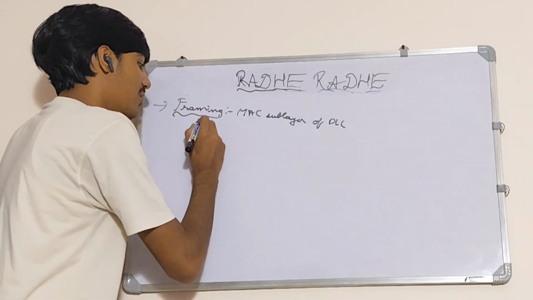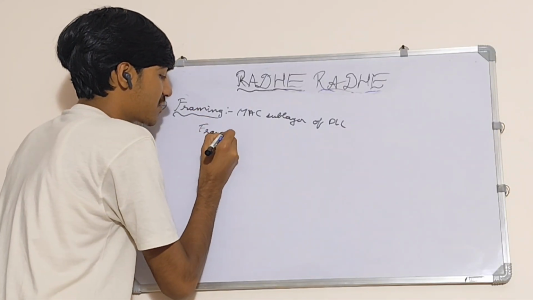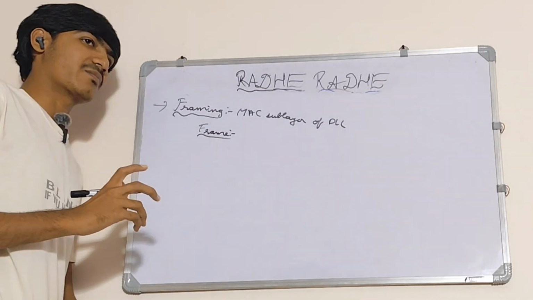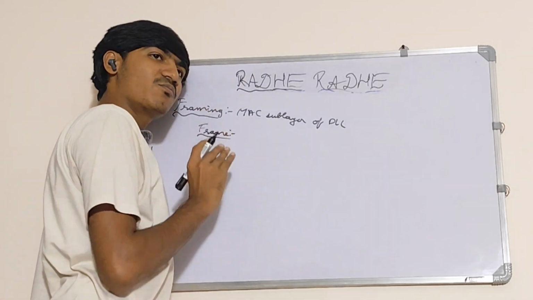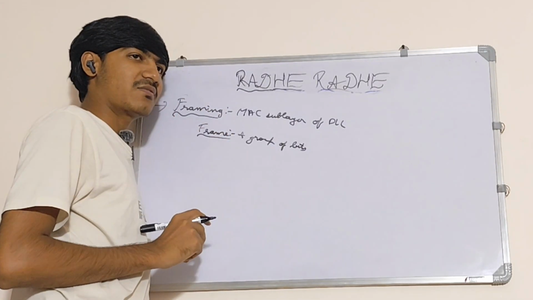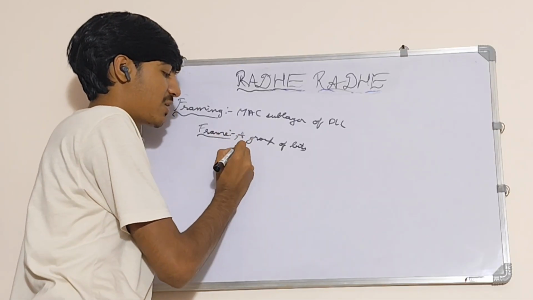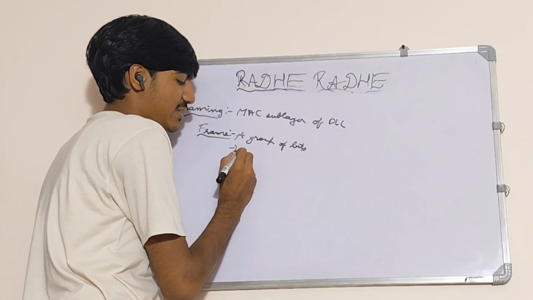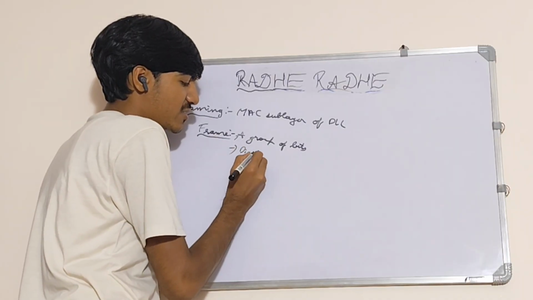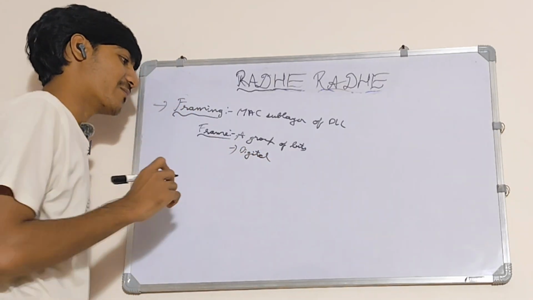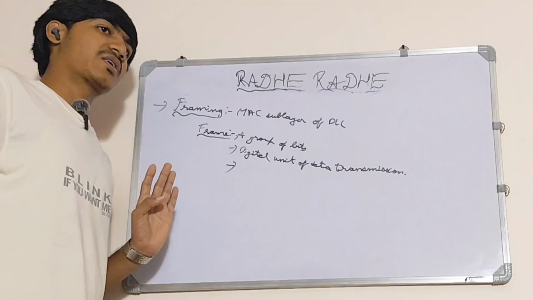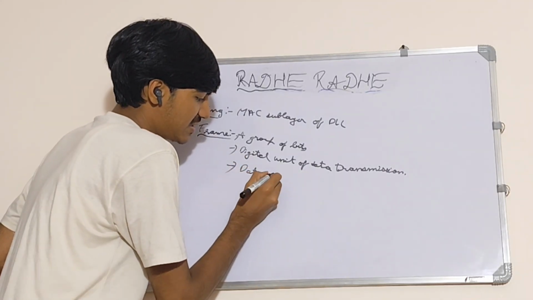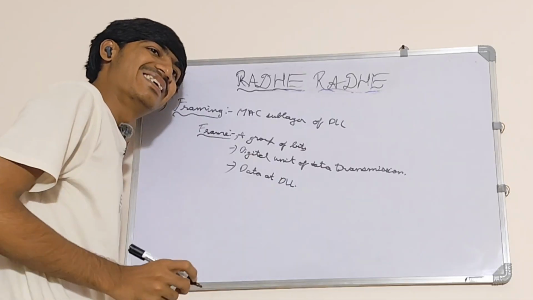Here, first of all, let's discuss in depth what a frame actually is. A group of bits is called a frame. A digital unit of data transmission is also a frame. A frame is also called data at the data link layer.